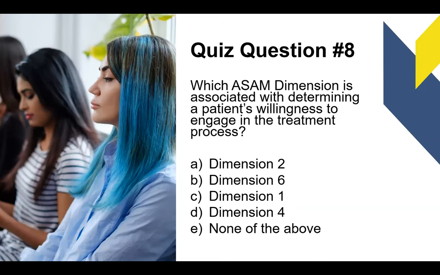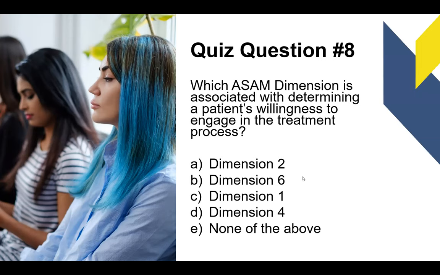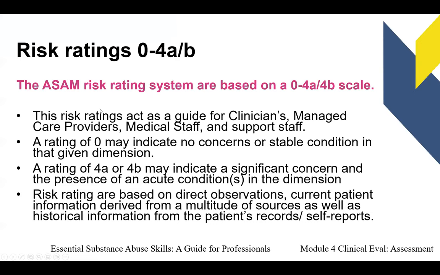Which ASAM dimension? Let me see if we go back. And there. What do we think? Yes, dimension 4, assessing the patient's readiness to change on this 0 to 4 risk rating scale. 0 being willingly engaged in treatment services, and 4 being non-compliant and unwilling to engage. So again, I talked about this risk rating scale. There they are, 0 to 4 A, B. But let's just think about 0 to 4 right now.